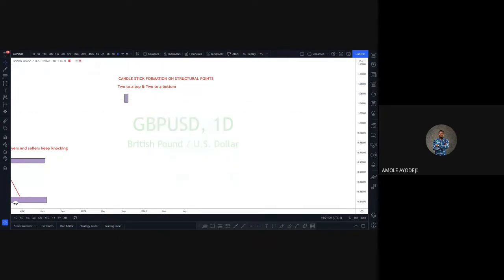Okay, or should I Google it? Let me Google it so that it will be fast. At least you'll be able to see it. Tweezer top candlestick formation. This guy is showing me. Okay, I think this is one. I just hope it will work. Okay, can you guys see this? Can you guys see my new window? No, not yet. Okay, I'm coming, please. I don't want to start drawing so that it won't take our time.